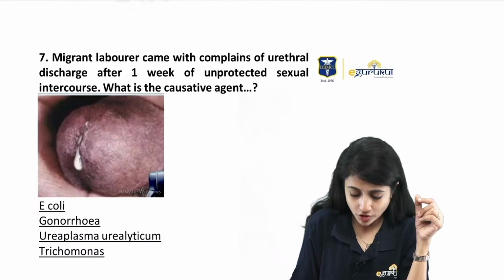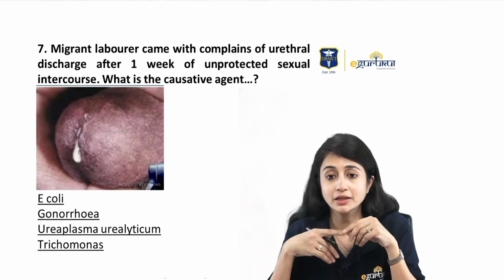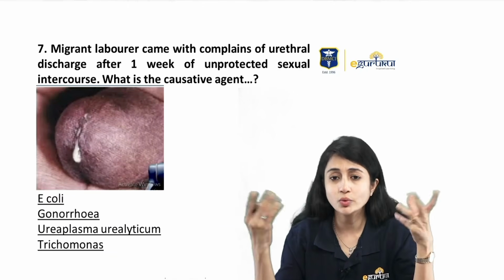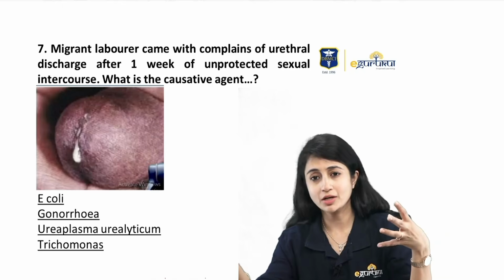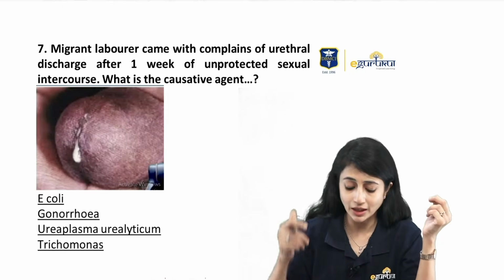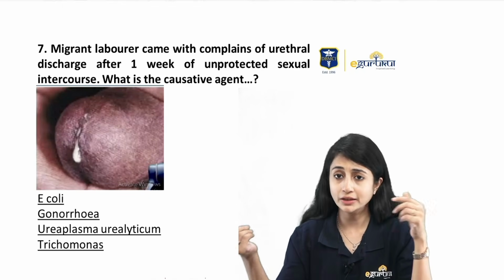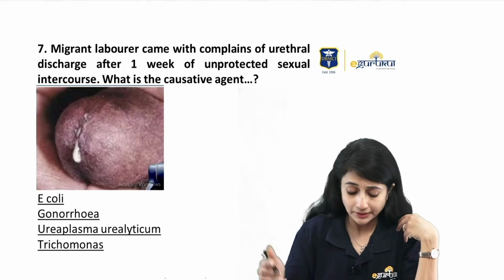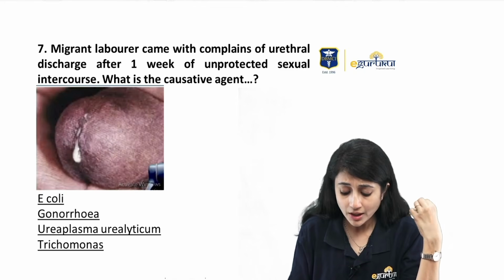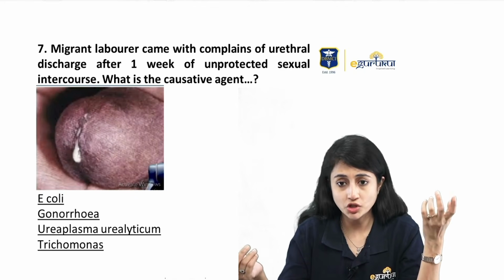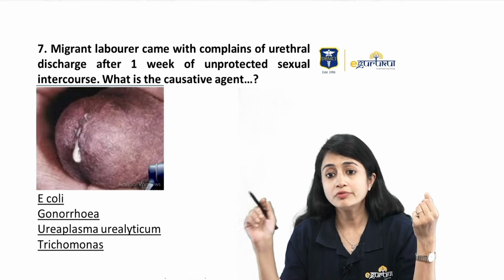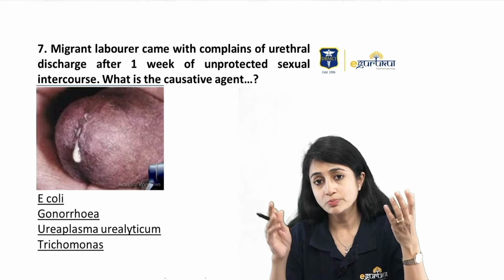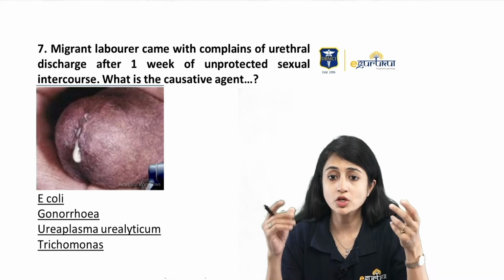Next, there was another question on STD which mentioned a migrant laborer. So whenever they are talking about an STD, they will give you a scenario where the person is not staying in his home, a truck driver, a migrant laborer, or something like that, where the chances of having extramarital contact or unsafe sexual contact is higher. So a migrant laborer came with complaints of urethral discharge after 1 week of unprotected sexual intercourse. So they are giving you an incubation period which is less than 1 week. So what is the causative organism?